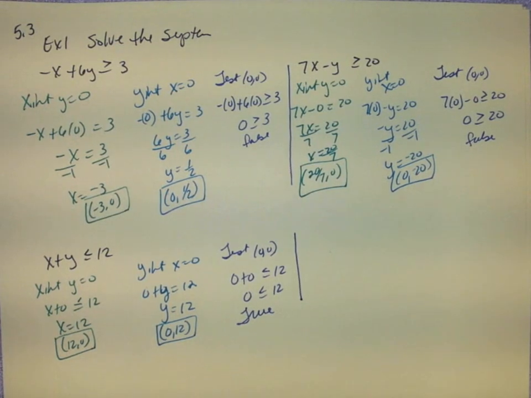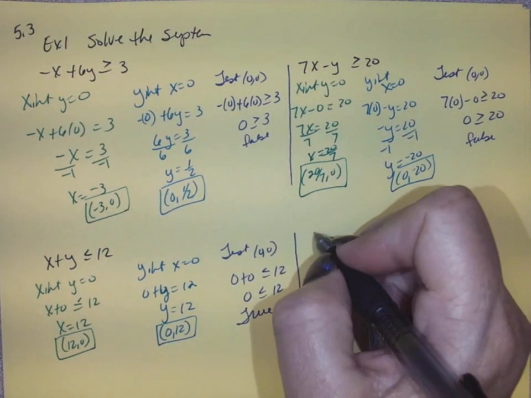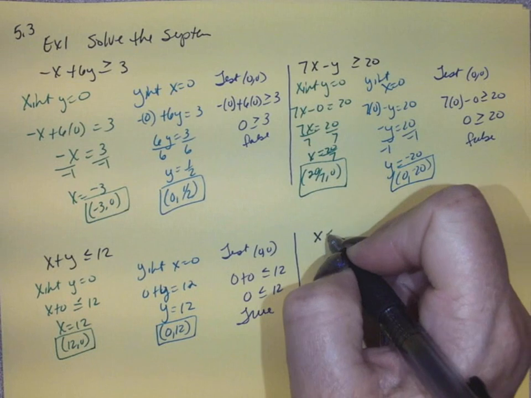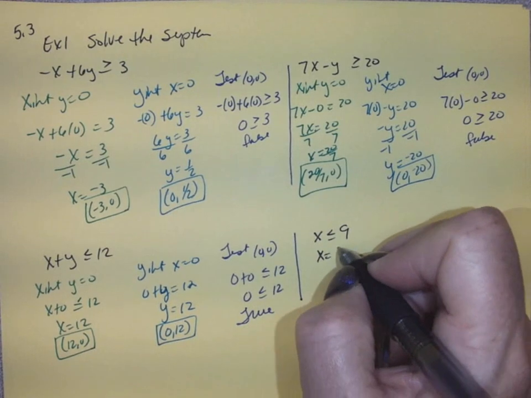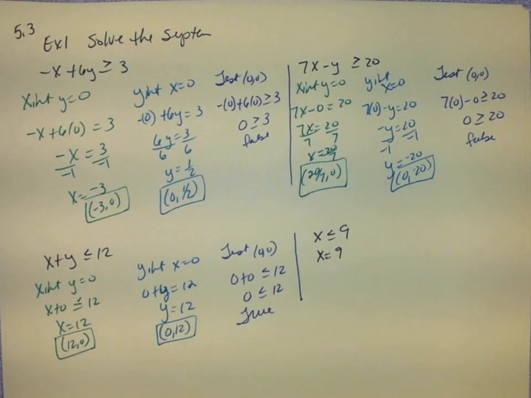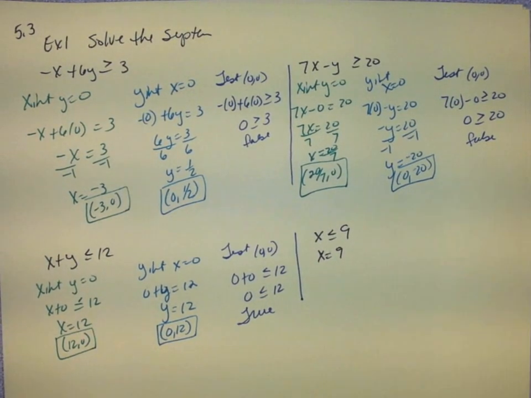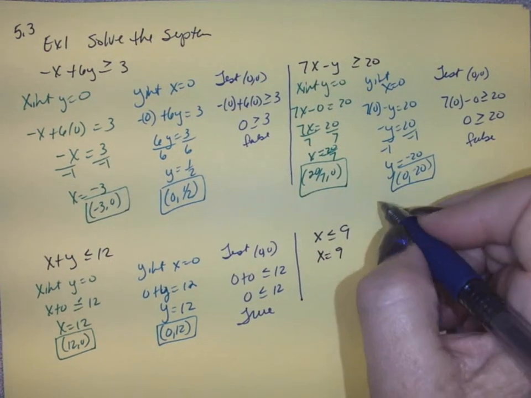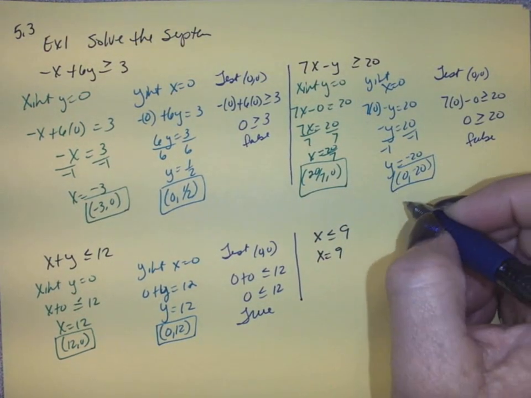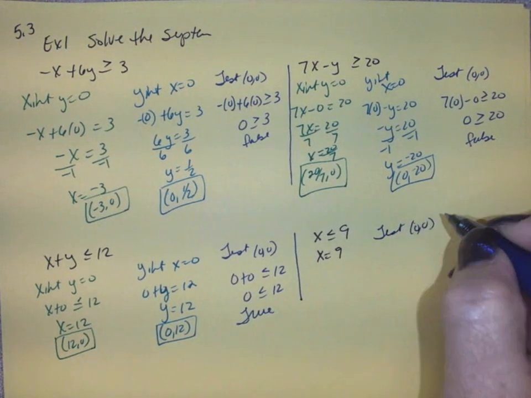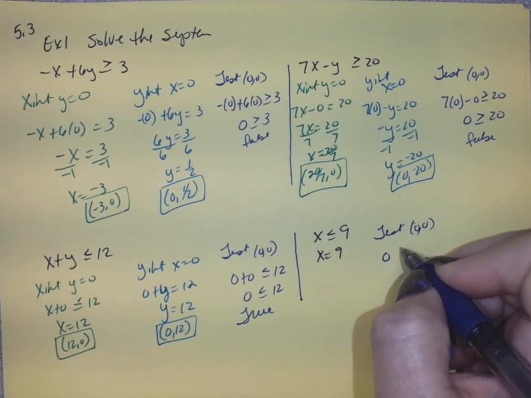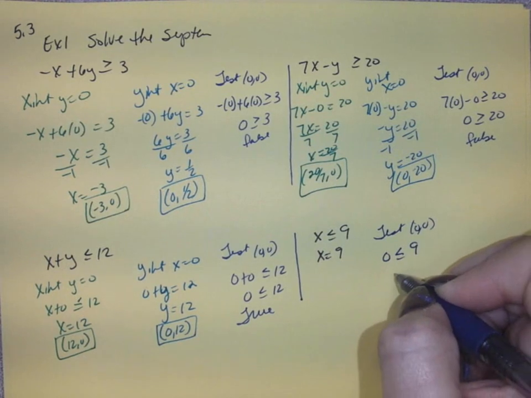And then we have one more. We have x is less than or equal to 9. So that means this is a line of x equals 9. It's a vertical line, and all we need to do is test. We don't need to find the x-intercept because it will be 9. There will not be a y-intercept. So we're going to test 0, 0. So 0 is less than or equal to 9, and that is true.